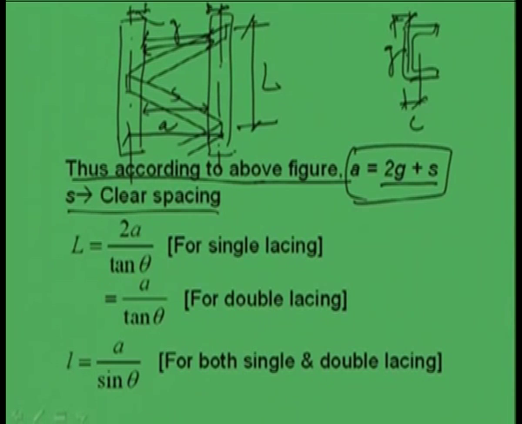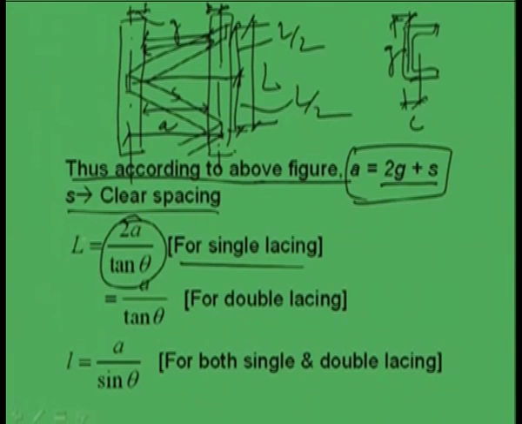What is L? For single lacing, L will be, this is L by 2 and this will be L by 2. So, from this we can find L is equal to 2A by tan theta. That means L by 2 is equal to A by tan theta, or I can write A is equal to L by 2 tan theta.